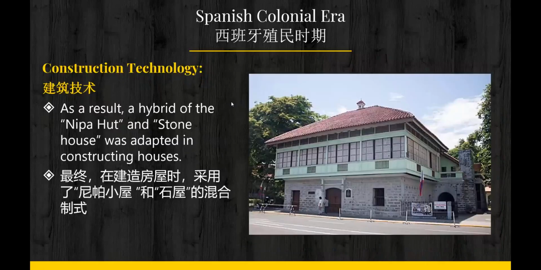So as a result, the Spaniards used a hybrid type of construction, which is a hybrid of the nipahat and the stone house. You can see that this modified bahay has the ground floor or the walls of the lower floors made of stone, and the upper floor is made of wood. This is another technology in this Spanish colonial era called the hybrid type of construction.